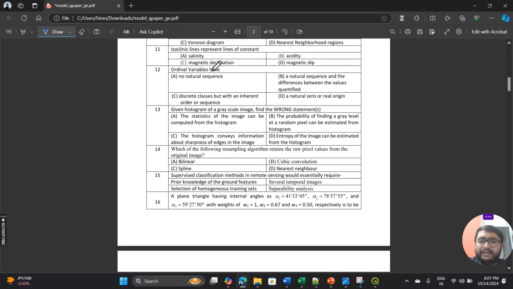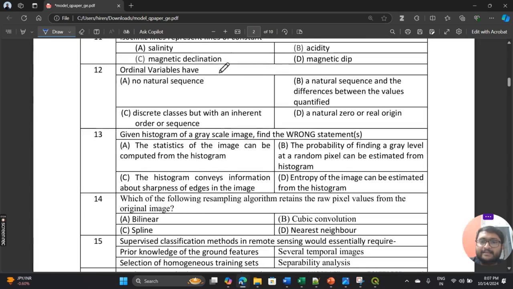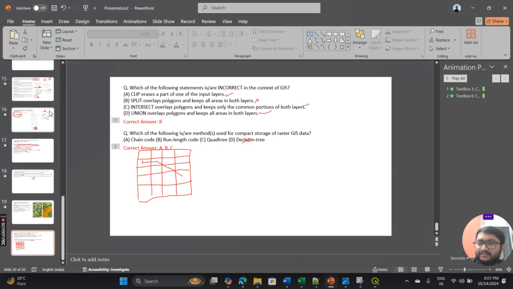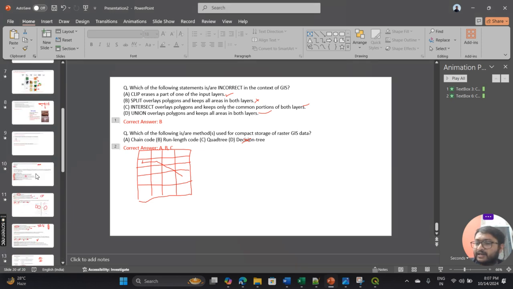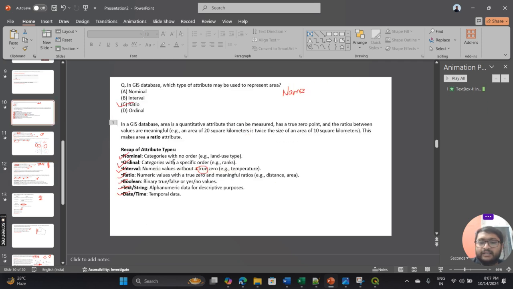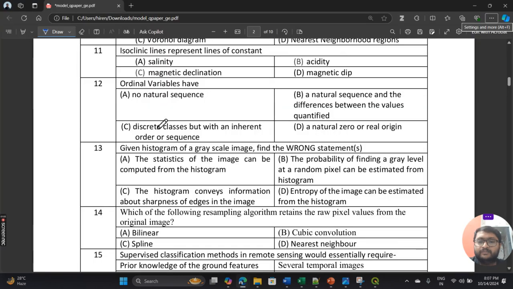Then ordinal variables have... This is something we have just solved today. What will be the answer? Ordinal variables: in the starting only we have seen the different variables. So ordinal is categories with a specific order or rank. Here, discrete classes but with an inherent order or sequence.